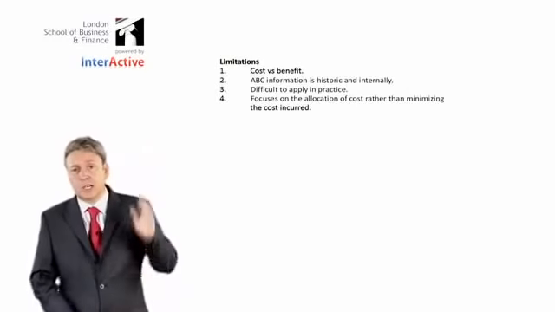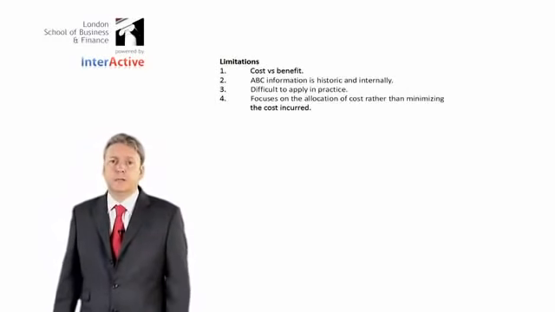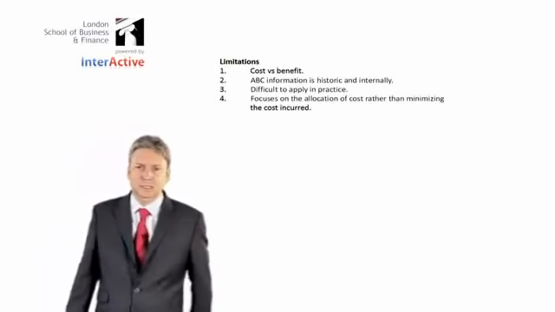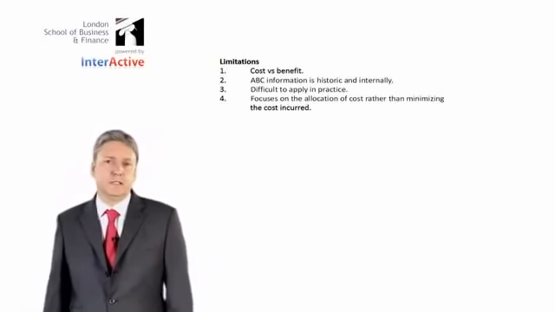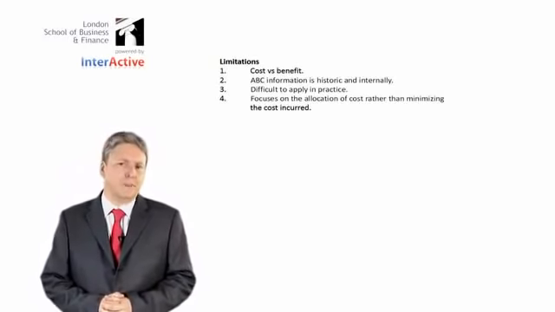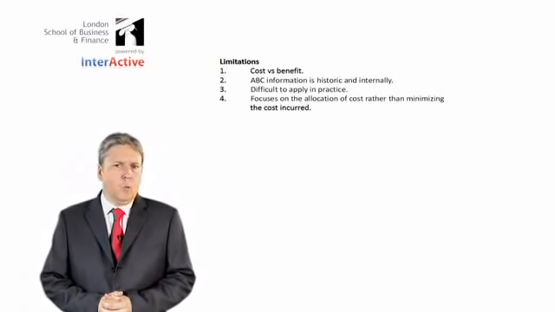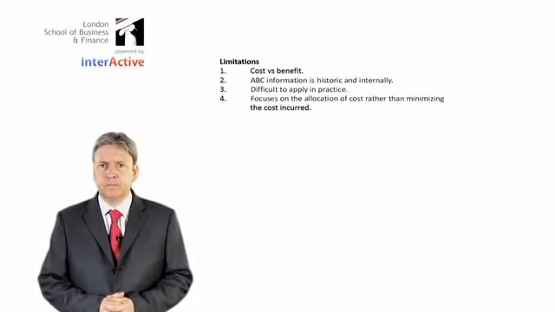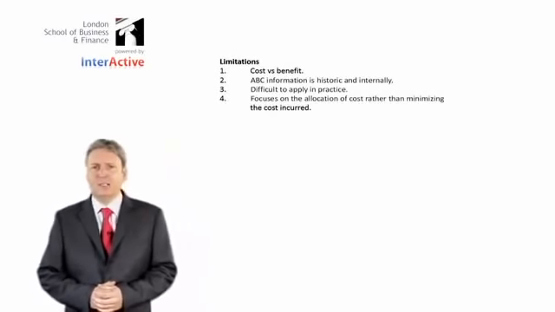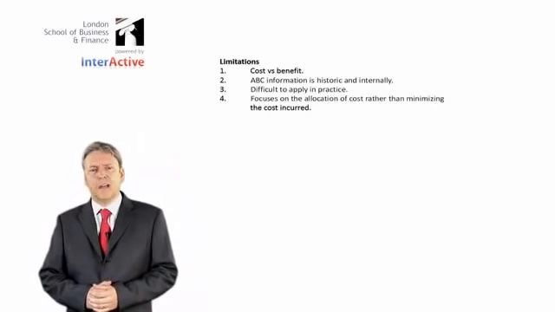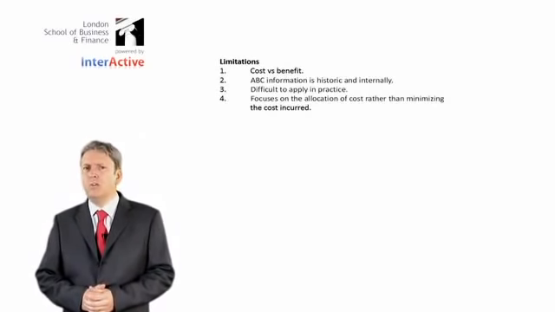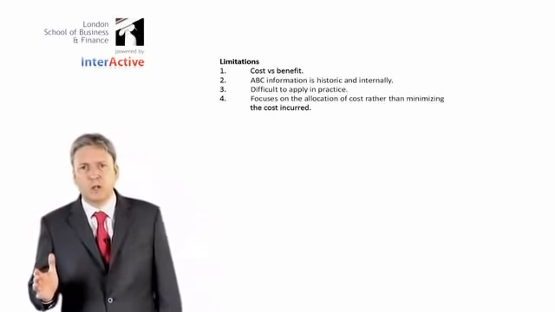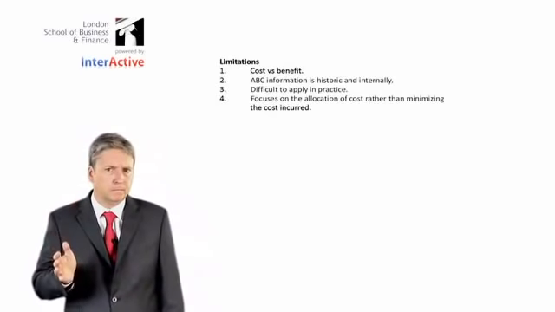Now let's look at the limitations. I said earlier, very few people use it. And given all its benefits and the fact that it gives you better information, why is that? The first one, cost to benefit. Implementing ABC is very expensive. What do you get as a result of implementing ABC? Well, all you get is better, more accurate information. That alone is possibly not worth the investment in ABC, unless you can justify that the better decision-making resulting is going to save you a lot of money.